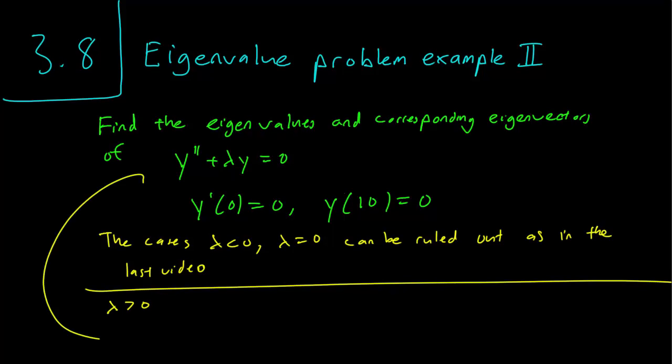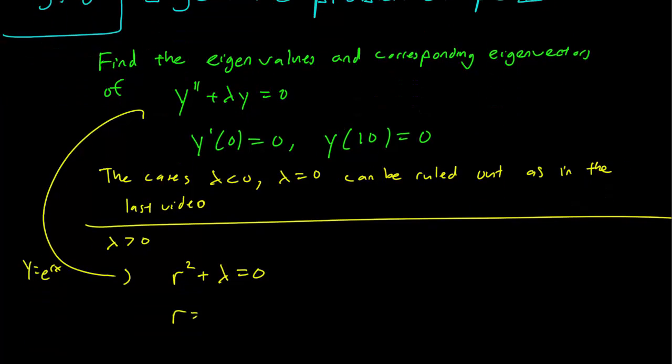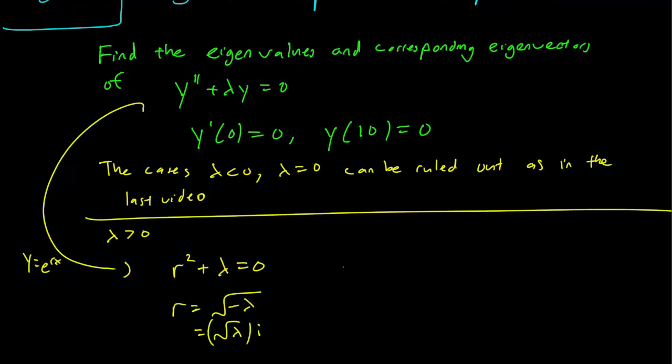Here we can make our usual substitution, y equals e^(rx), and this gets us r squared plus lambda equals 0, or r equals plus or minus the square root of lambda times i. And this means that we have a general solution of the form y equals c1 cosine root lambda x plus c2 sine root lambda x.